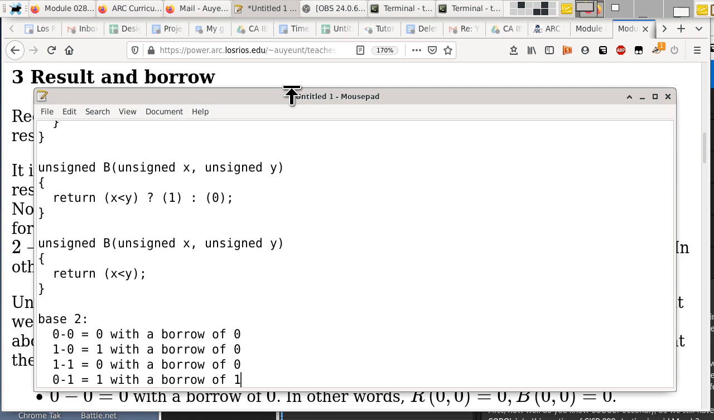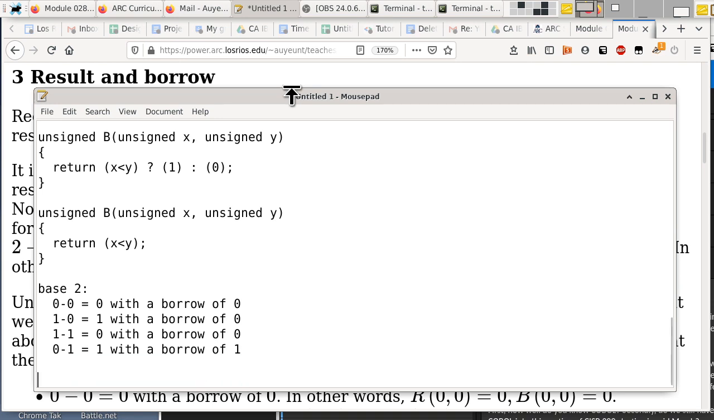Are we doing okay? I mean, are we applying the concepts in base 10 but to base 2 this time? Okay, I see thumbs up. Okay, so we can move along. All right, and that's it.